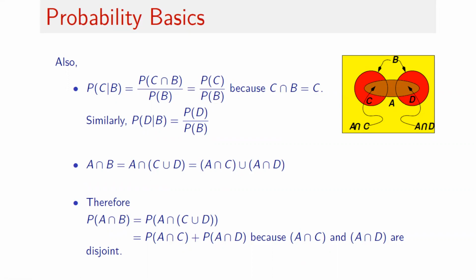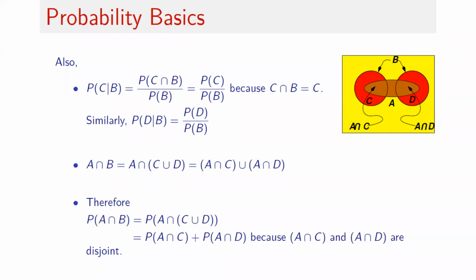Why? Because C intersection B is equal to C. Similarly, we can do the same with the probability of D given B, and we obtain the probability of D divided by the probability of B. Now, we can write the intersection of capital A and B as the intersection of capital A with C union D, which is capital A intersection capital C union capital A intersection D. Here, the intersection of A with C and the intersection of A with D are disjoint.